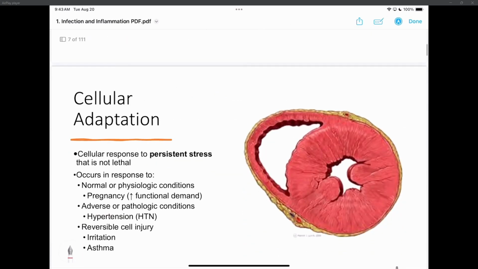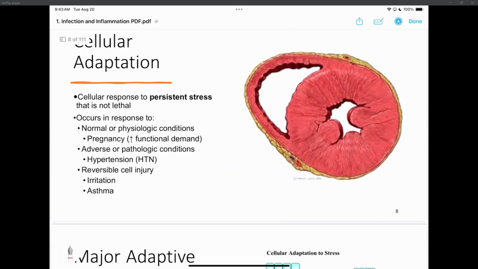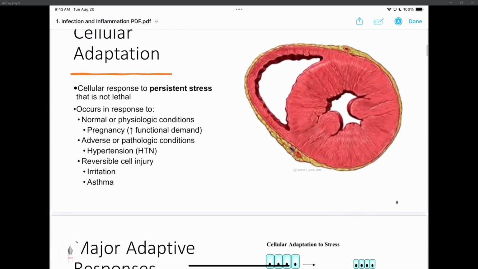So how do cells adapt? They're going to respond to persistent stress that's not lethal. Obviously, if it's lethal, you're going to kill the body. There's nothing to respond to anymore. But it occurs in response to a bunch of different things. Normal or physiologic conditions: if we say something is physiologic, that is a normal response. It's supposed to happen. So, pregnancy. Obviously, the demands go up for pregnancy. You're going to have maternal adaptations, but those are physiologic.